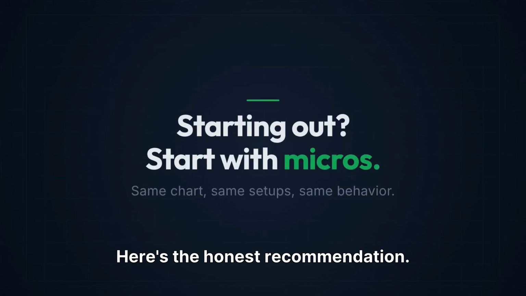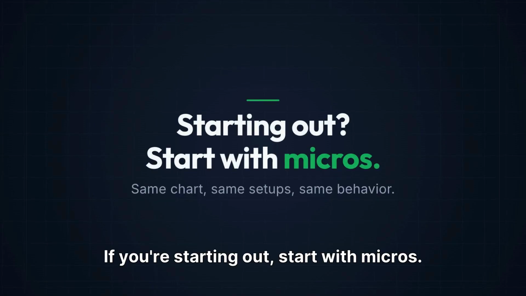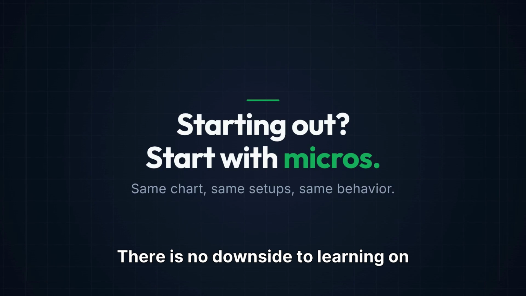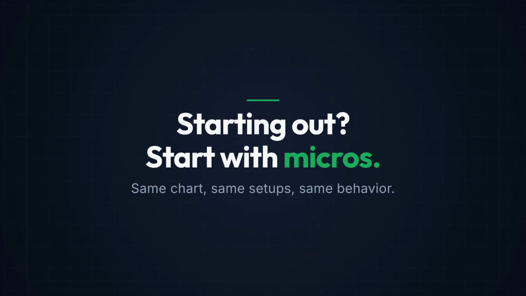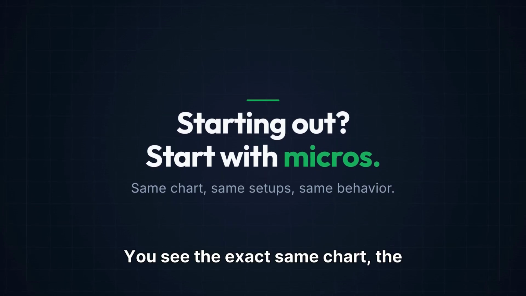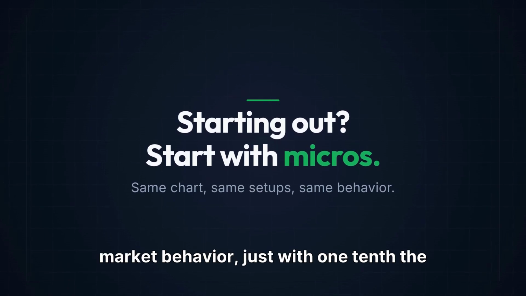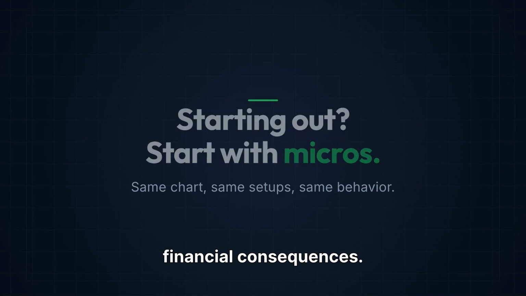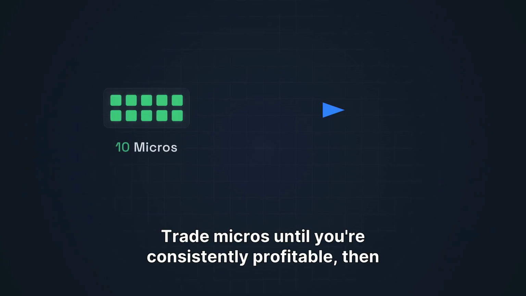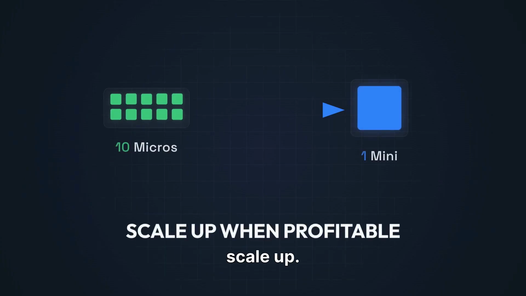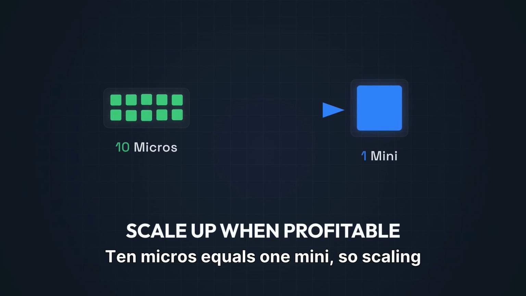Here's the honest recommendation. If you're starting out, start with micros. There is no downside to learning on MES instead of ES. You see the exact same chart, the exact same setups, and the exact same market behavior, just with 1/10 the financial consequences. Trade micros until you're consistently profitable, then scale up. 10 micros equals 1 mini, so scaling is seamless when you're ready.